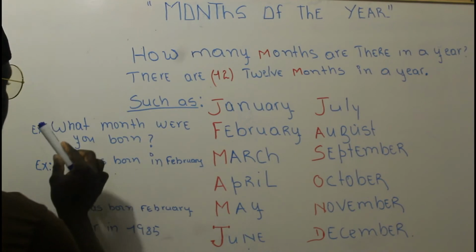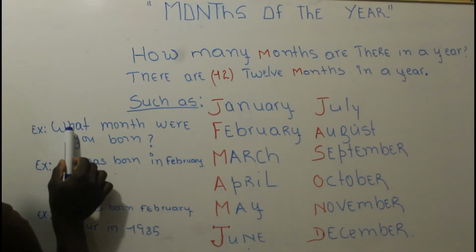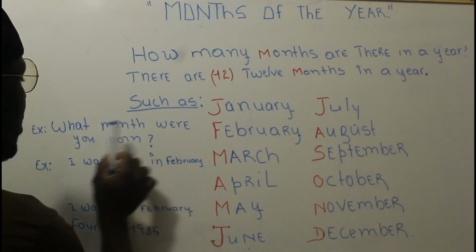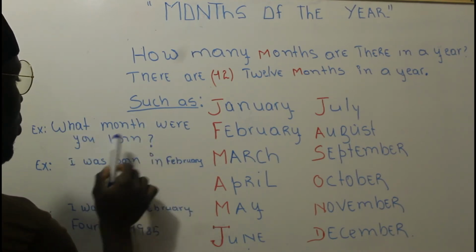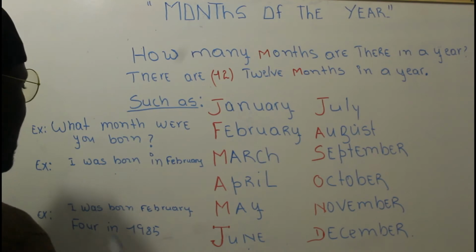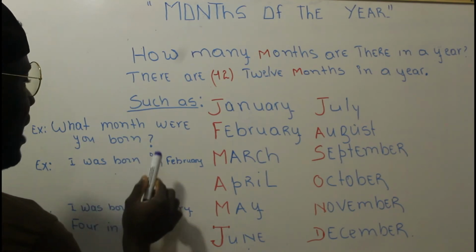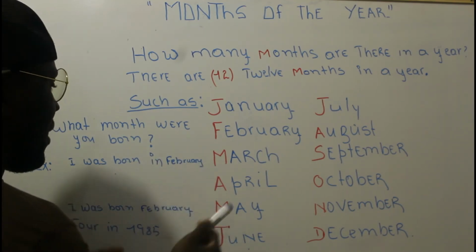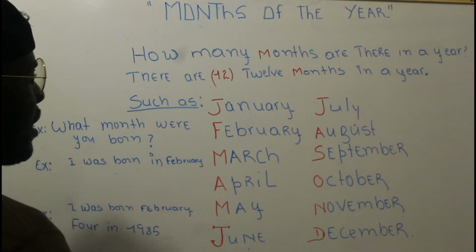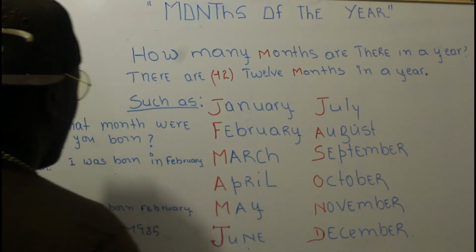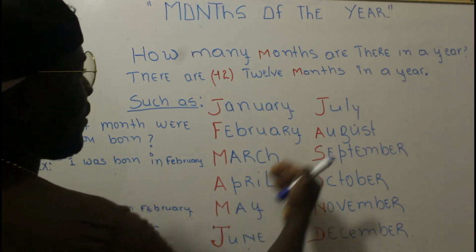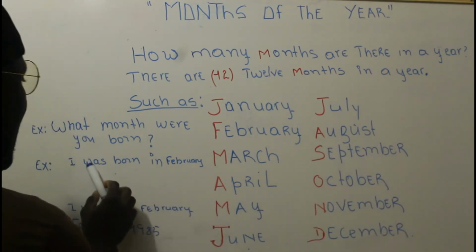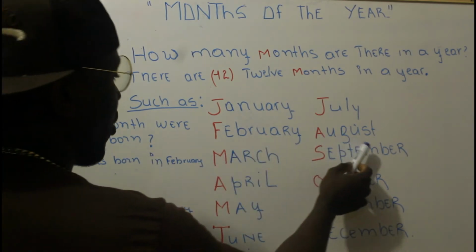OK? What month were you born? Pour répondre, on dit: I was born in February. Si vous êtes né en février, ou en avril, on dit: I was born in April. Si vous êtes né en août, on dit: I was born in August.